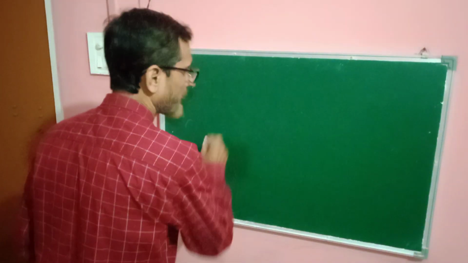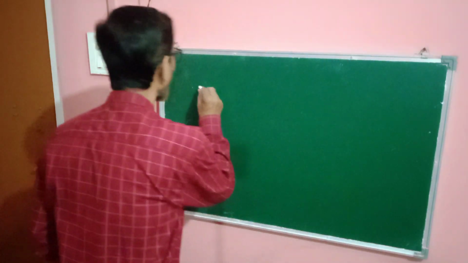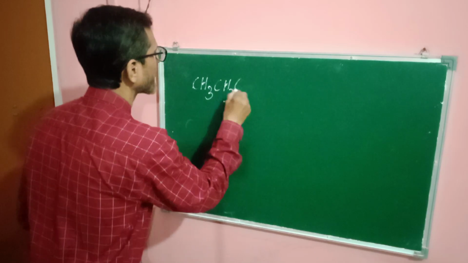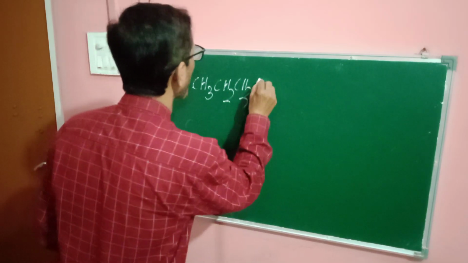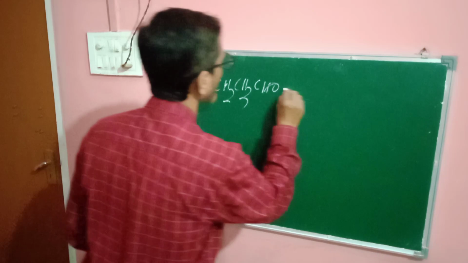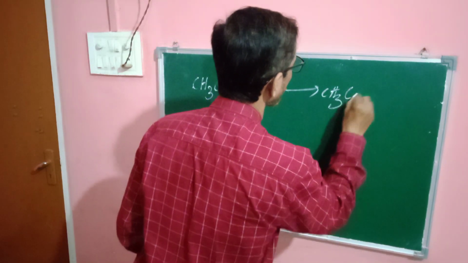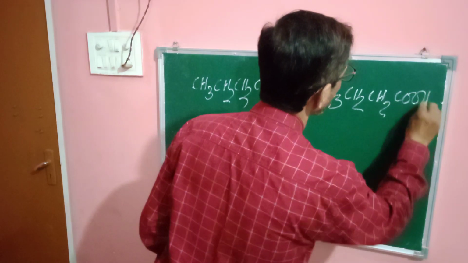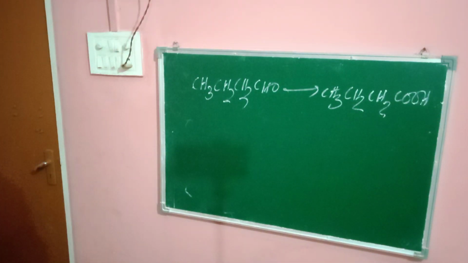Next one is butanol to butanoic acid. Butanol, CH3, CH2, CH2, CHO, CH3, CH2, CH2, COOH. It is very simple.